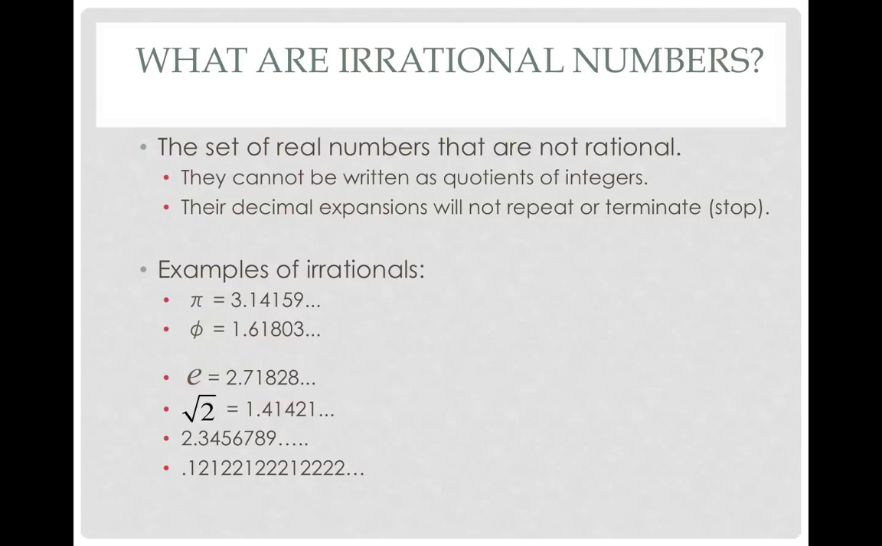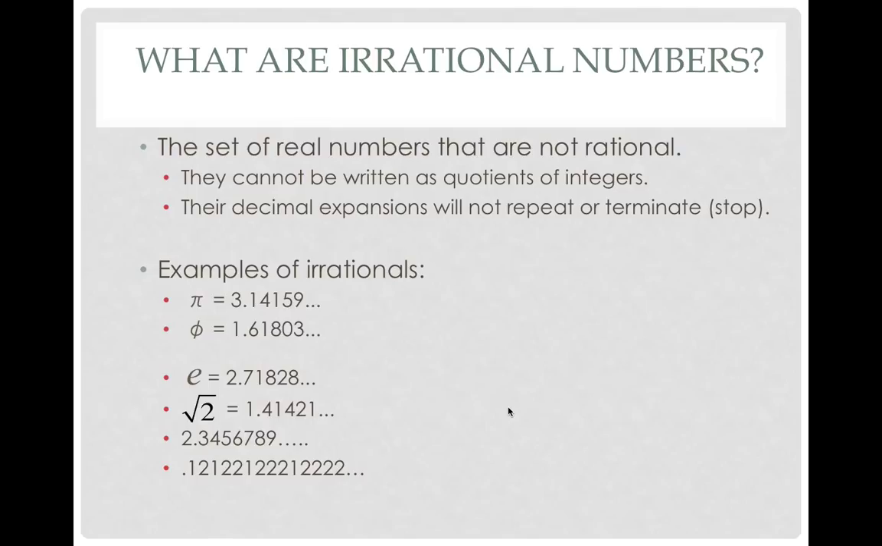They're numbers that we cannot write as a quotient of integers, which is a fancy way of saying they can't be written as fractions. When we look at their decimals, we're going to see decimals that do not stop and do not repeat. So here's some examples of irrational numbers.